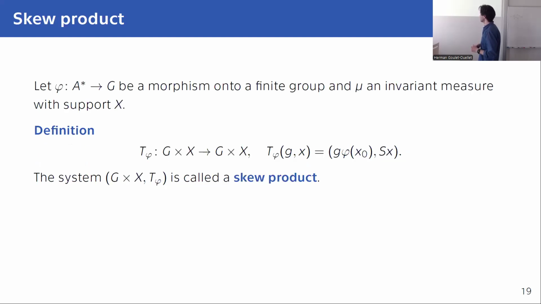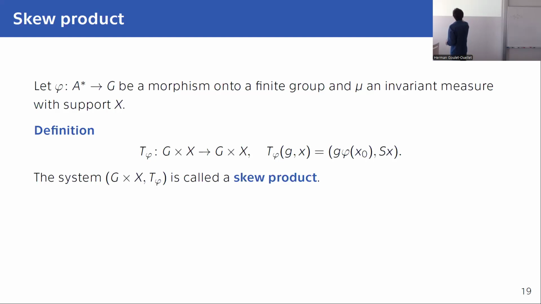Okay, so the key part of the proof is to consider a specific object called a skew product. When we look at a group language, remember it's the same as fixing a morphism from A star to a finite group, and then taking the preimage of some subset. So we're going to fix the morphism, and we're fixing our measure mu. Maybe here I should say ergodic, but for this definition we don't need ergodic. And we let X be the support of mu.